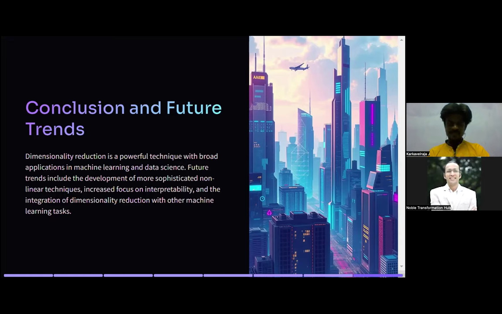Yes. So conclusion and future trends. Dimensionality reduction is a powerful technique, guys. It has a broader application in machine learning, data science, and I would say AI/ML end to end. Future trends include development of more sophisticated non-linear techniques. You will have some other techniques which will be invented. There is an increased focus on interpretability and the integration of dimensionality reduction with other machine learning tasks.